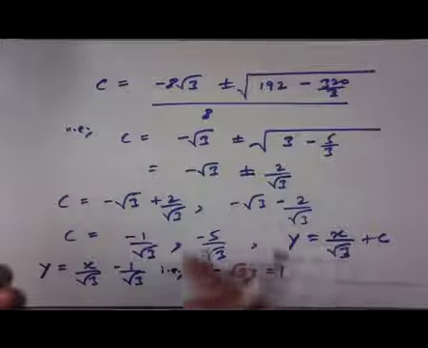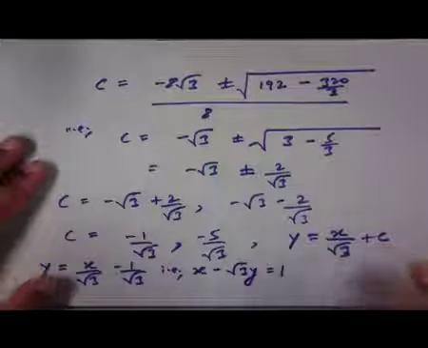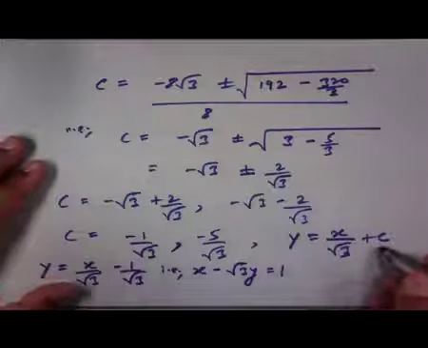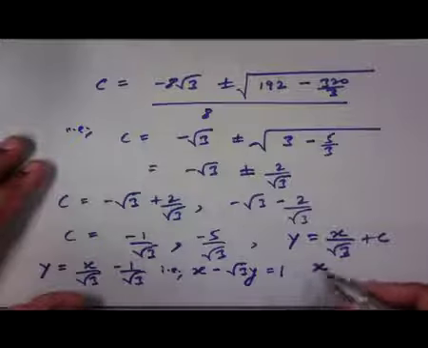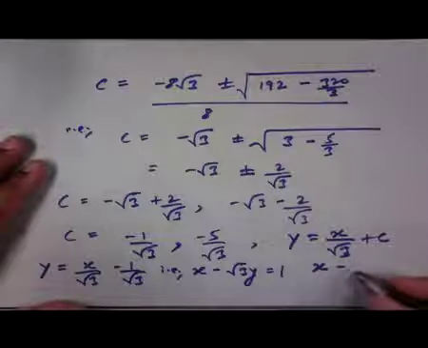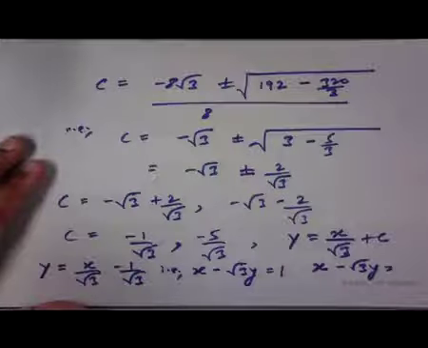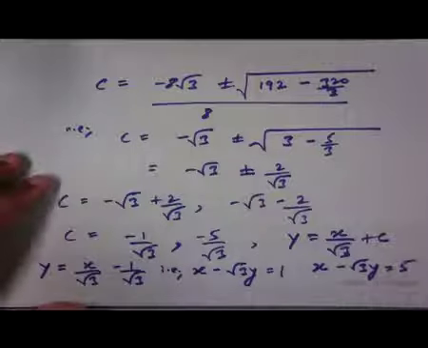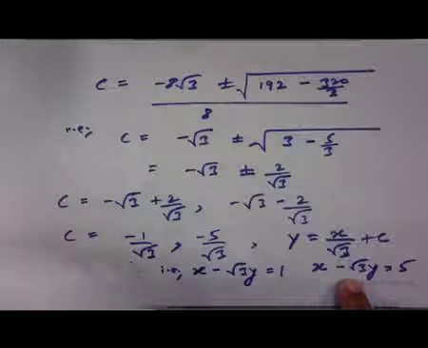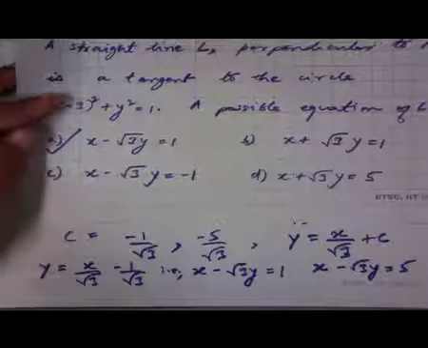Let us see the other possibility where c is minus 5 by root 3. If we put c equal to minus 5 by root 3, we get the equation x minus root 3 y equals 5. And unfortunately, this equation is not among any of the 4 options. So, option A is the right choice.